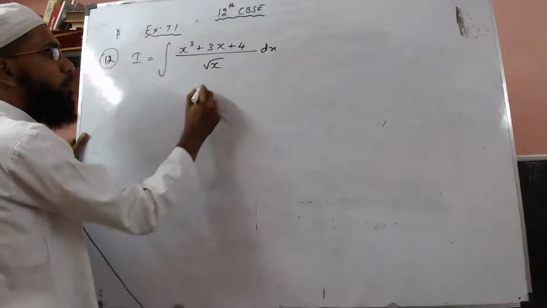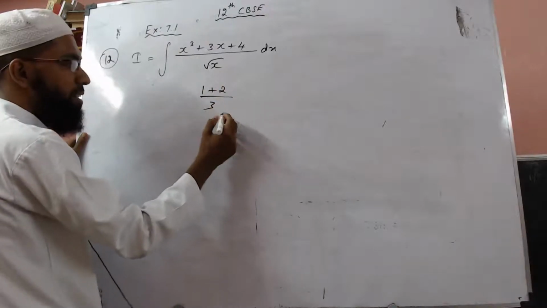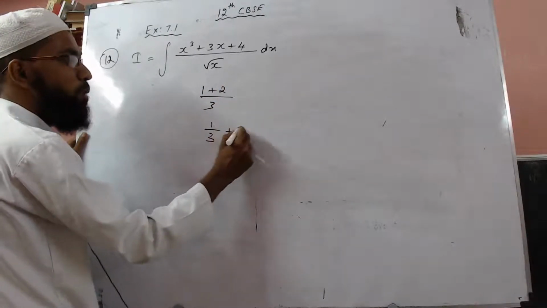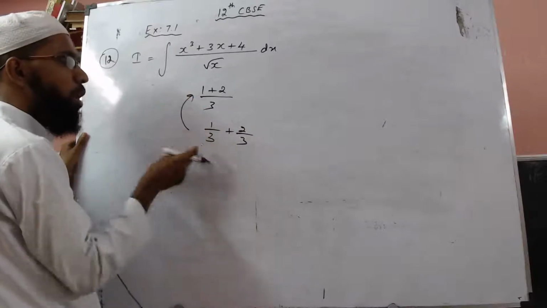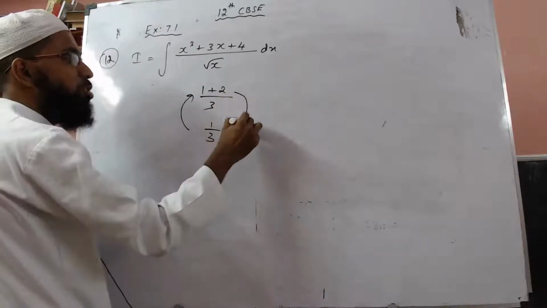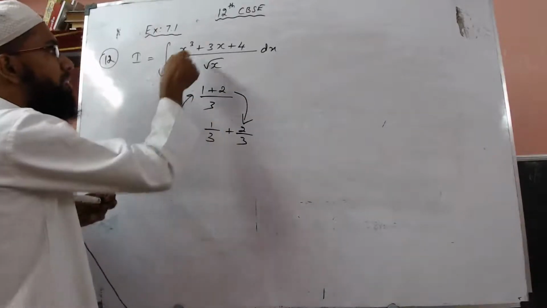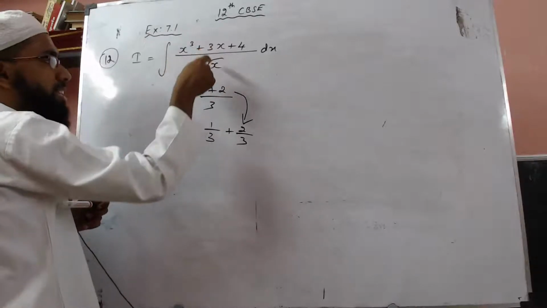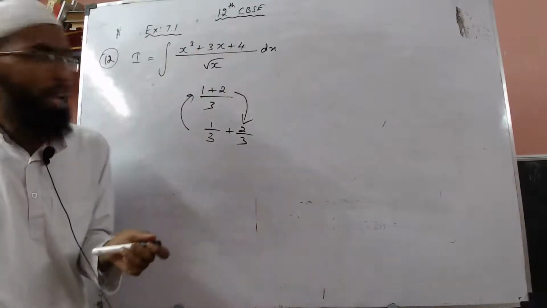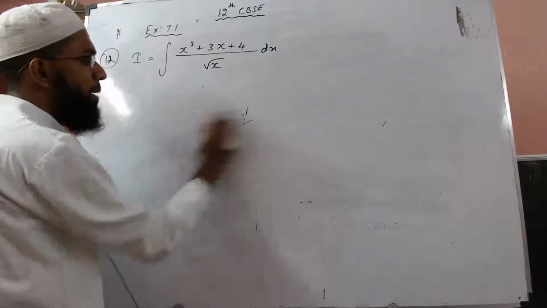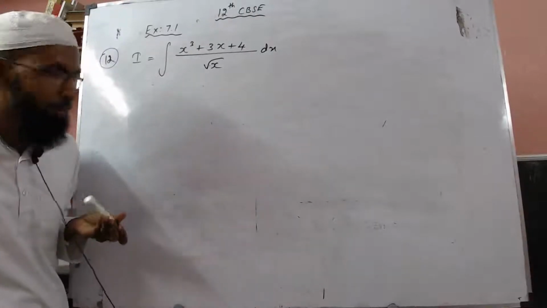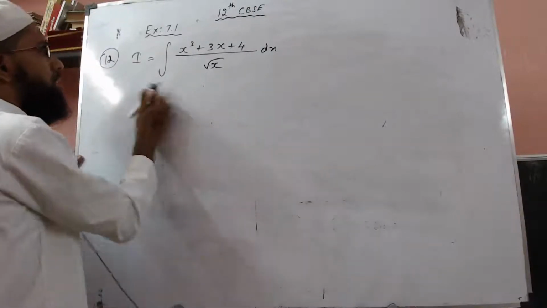Let me actually, 1 plus 2 by 3, how will you split it? I can write 1 by 3 plus 2 by 3 only. We will write it like this. Now do it in the reverse form, you should convert like this. So split it as x cube by root x plus 3x by root x plus 4 by root x. If we split like this, what will happen?